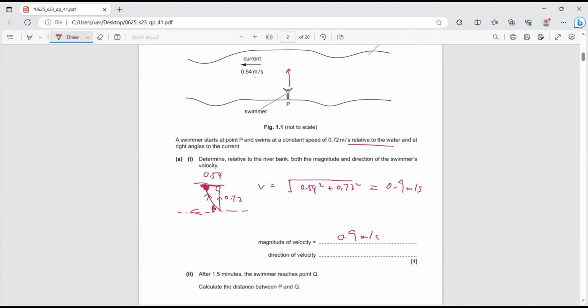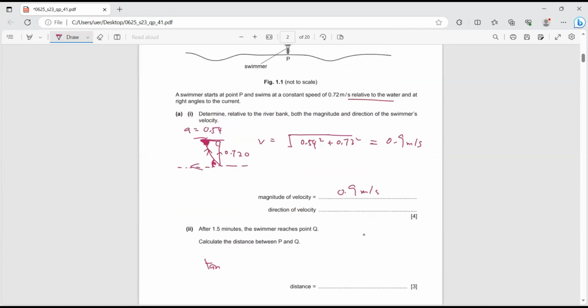Right angle triangle, how do you find this angle? My 0.54 is adjacent, this is my opposite. So TOA, tangent theta equals opposite over adjacent. You solve this, the theta is... I wrote at the wrong space, but whatever, it's here. 53.13.